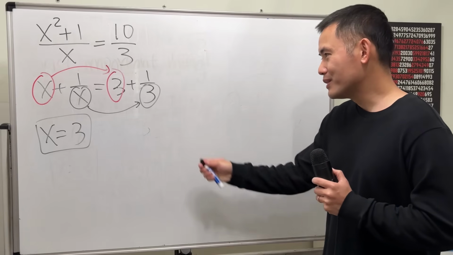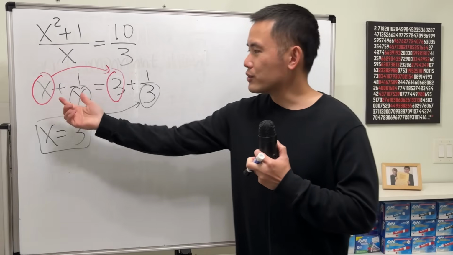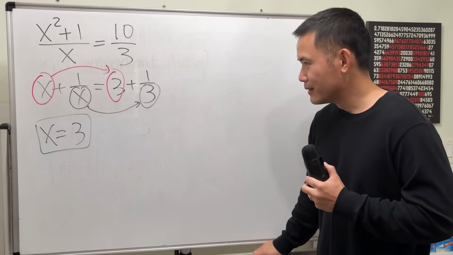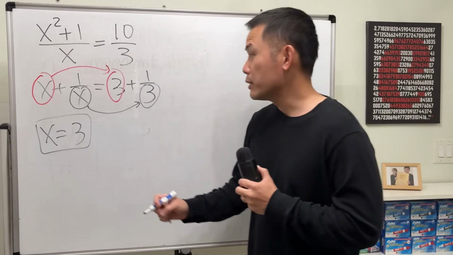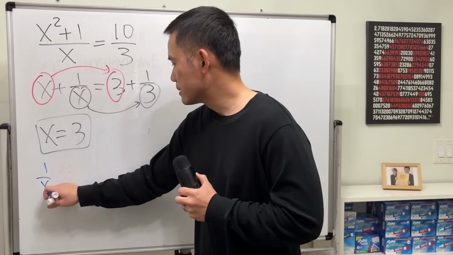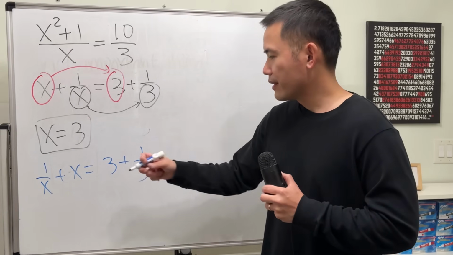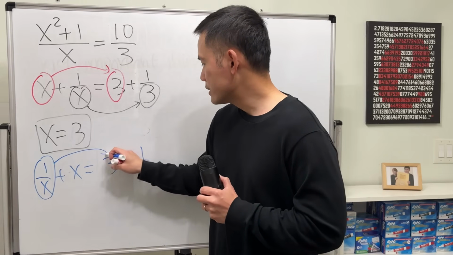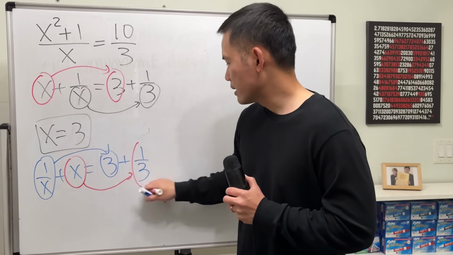So sometimes if you do this, you have to be extra careful, because if this function right here is not 1-to-1, then this is not enough. I know I should have opened the cap earlier. But anyways, this is the same as saying 1 over x plus x equals, I keep the 3 plus 1/3. Now, I'm going to match this whole thing with that, and then match this with this thing.